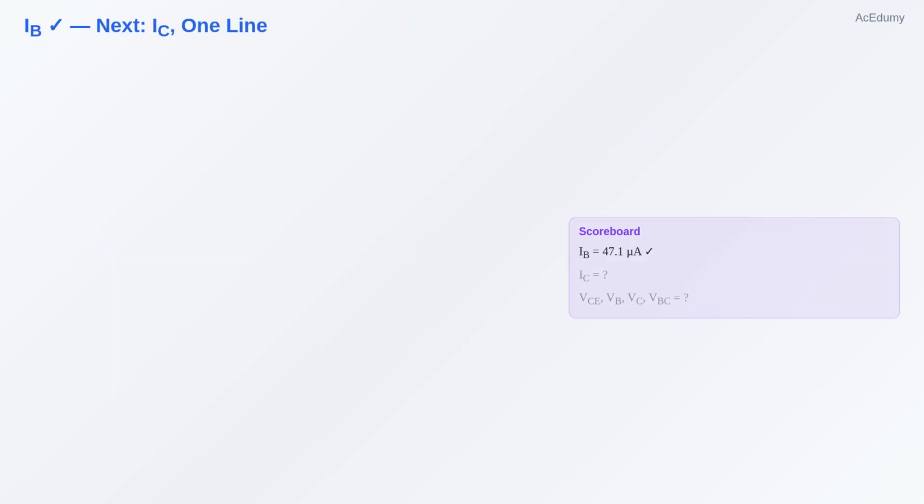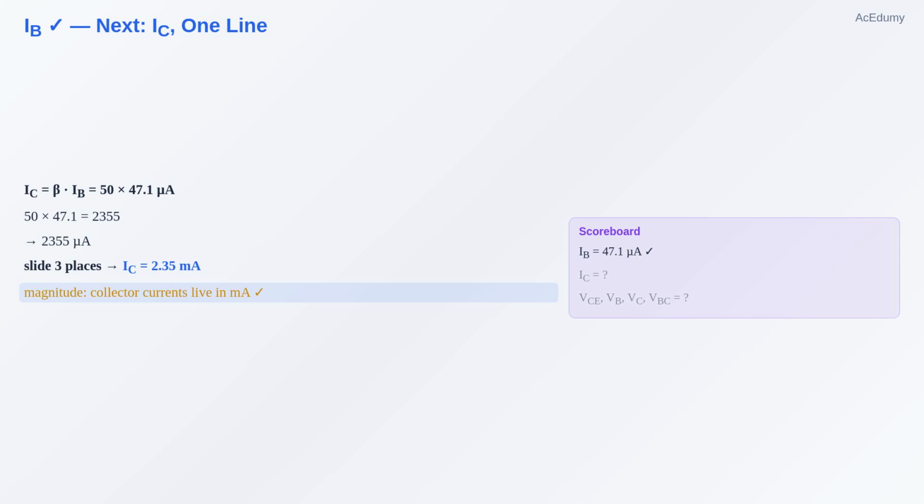Who is next? I sub C, and it is one line. I sub C equals beta times I sub B, 50 times 47.1 microamps. 50 times 47.1 is 2,355, so 2,355 microamps. Slide the decimal 3 places, 2.35 milliamps. And the magnitude rule again. Collector currents live in milliamps. A few milliamps is exactly what we expect. While we are here, the emitter current, beta plus 1, 51, times 47.1 microamps is about 2.4 milliamps. 2.35 and 2.4, nearly the same, just as we promised. I sub C is approximately I sub E.